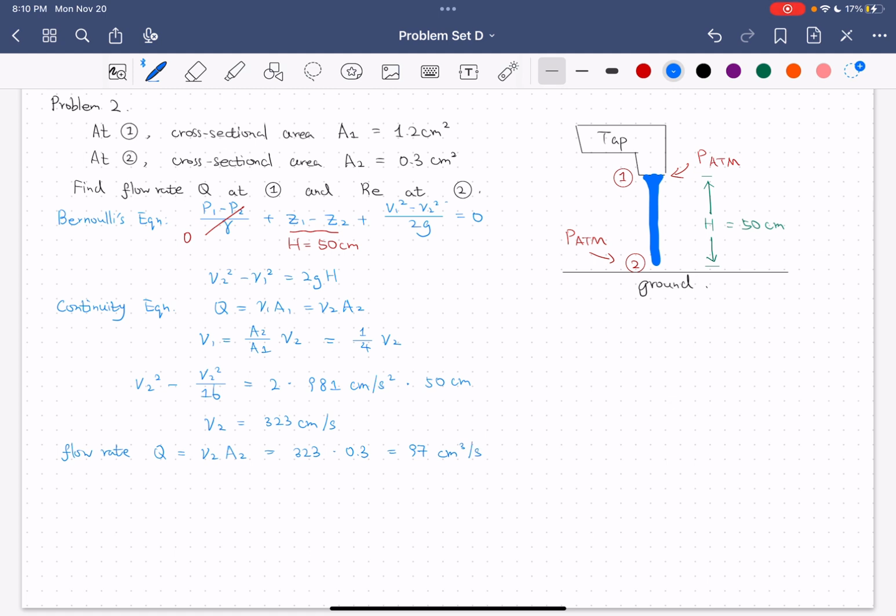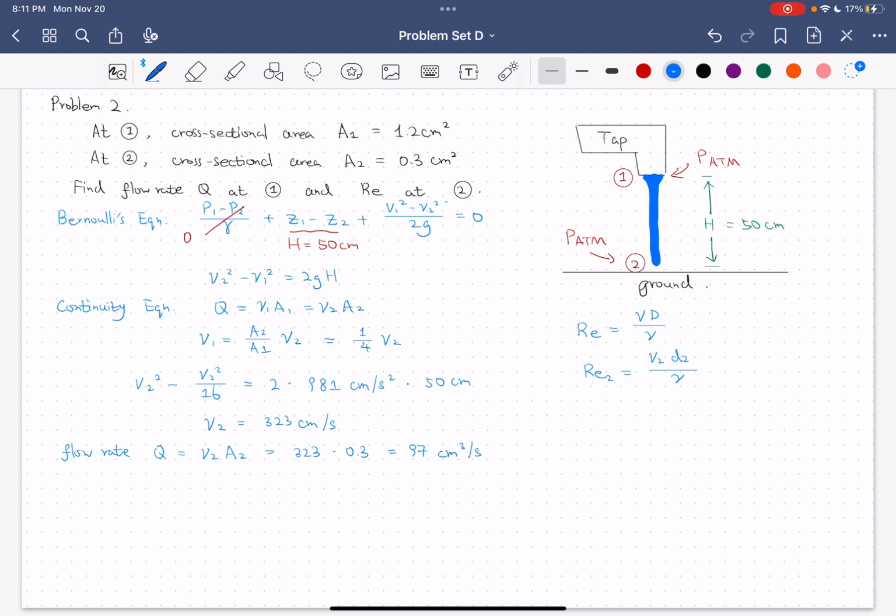And now let's find our Reynolds number. So Re, the formula for Reynolds number, is Re equals VD over the kinematic viscosity of water. And D will be the diameter of a pipeline or a streamline. So Re at point 2 will be V2D2 over the viscosity.